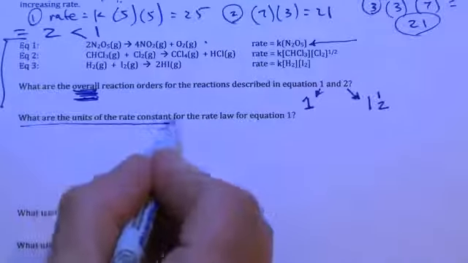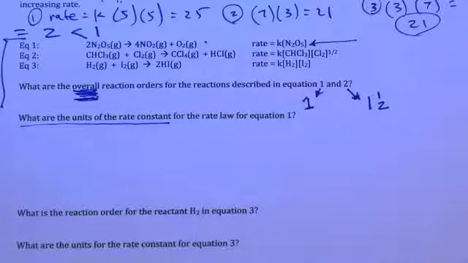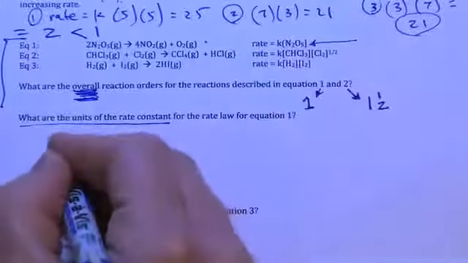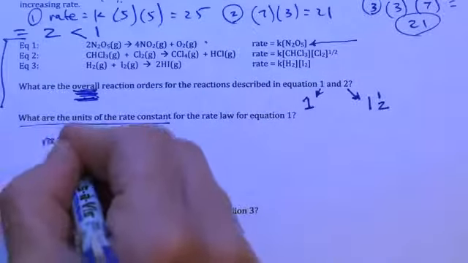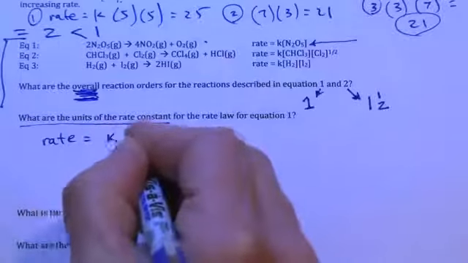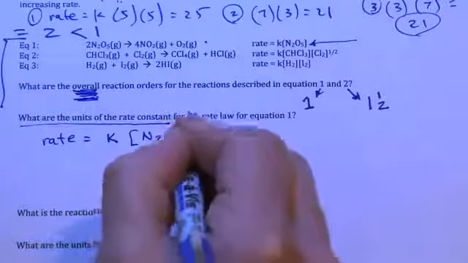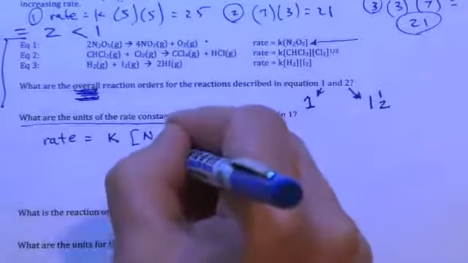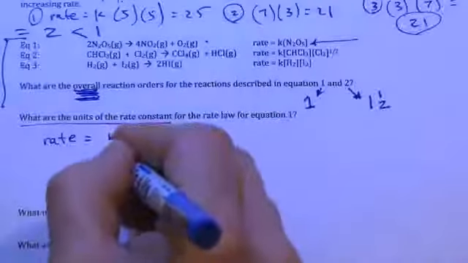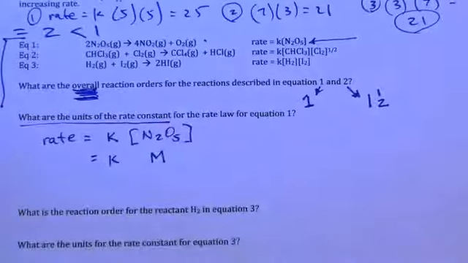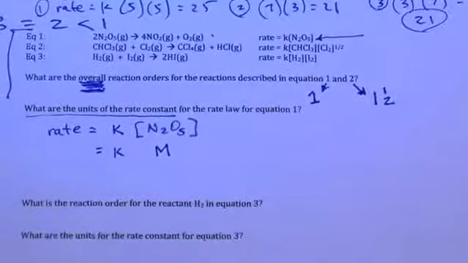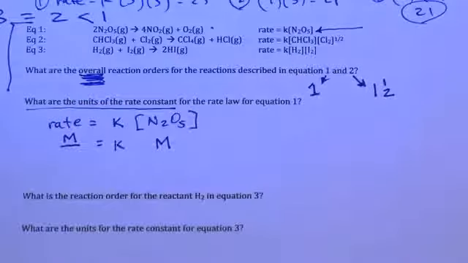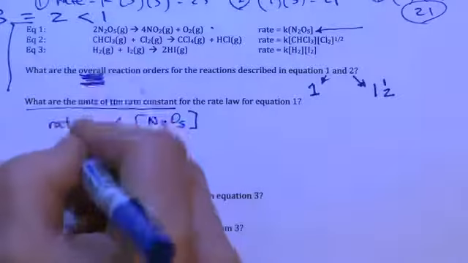Second says, what are the units for the rate constant for the rate law equation 1? Well, it tells us that the rate in equation 1 is equal to some constant K times the concentration of N2O5. If we know the concentration is measured in terms of molarity, we can put in a capital M for molarity. K is the thing we want to know the units for. And a rate is always measured in some concentration per unit time. So let's call it molarity divided by a unit of time. Let's choose seconds, just because that's easy.